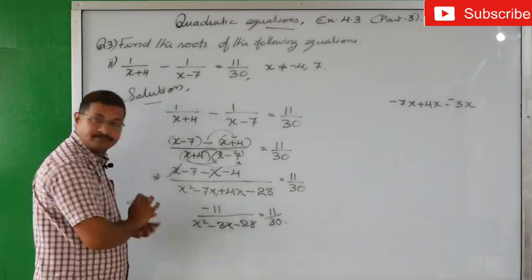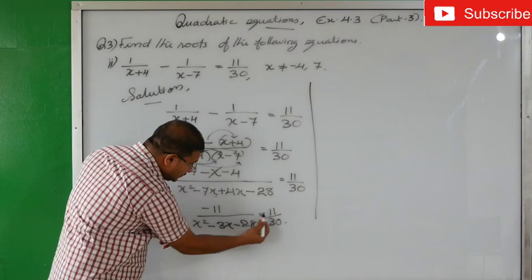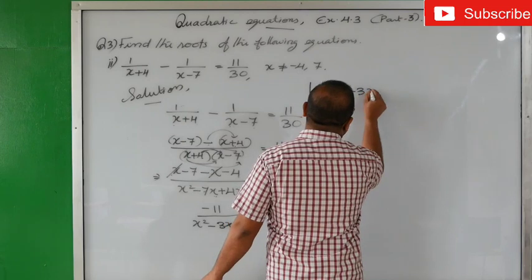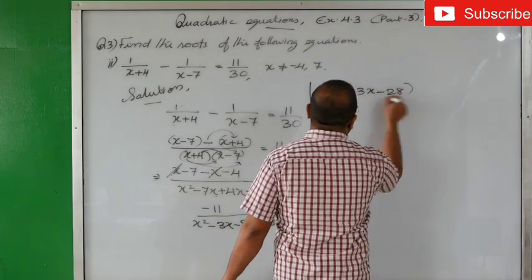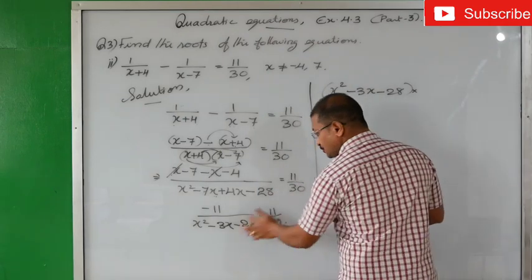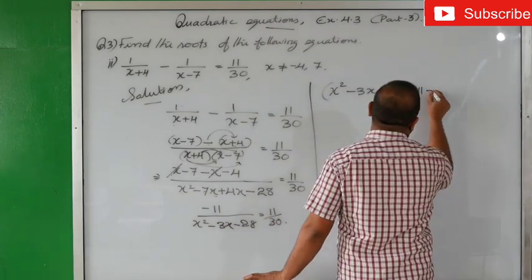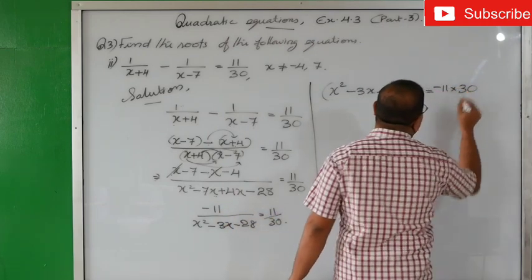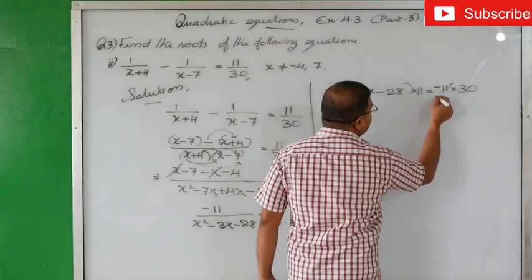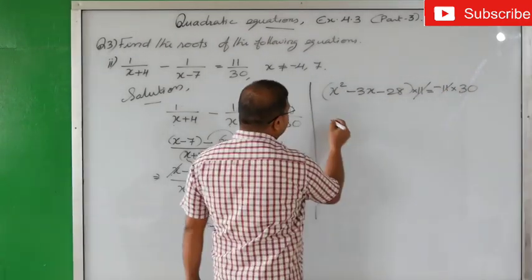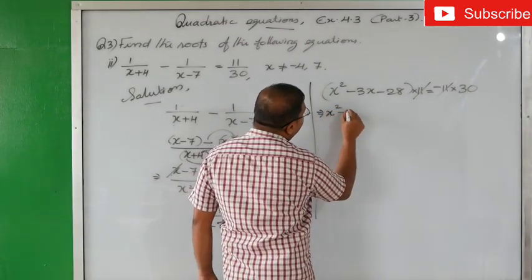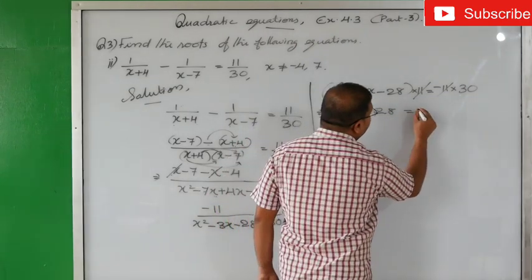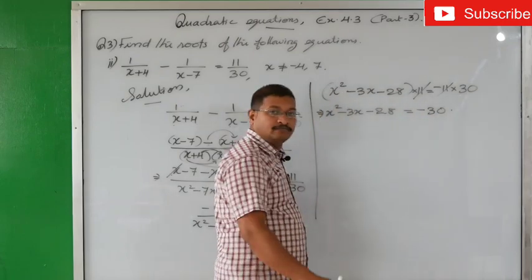Now what will you do? We'll cross multiply. Ready? So this into here, that means x square minus 3x minus 28 into this, 2 into 11 equals, this will multiply, minus 11 into 30. Now on both sides we can cancel 11, 11. Ready? This implies x square minus 3x minus 28 equals minus 30.